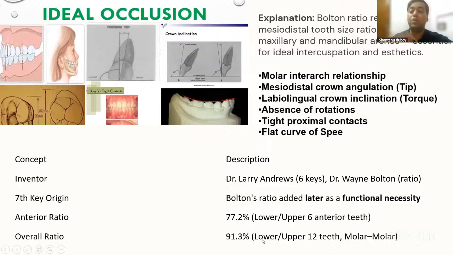Whereas as we go behind to the molars and the premolars, trying to counter this gap in the mesiodistal width, this ratio of course almost becomes 91.3. Okay, so that's how it is.